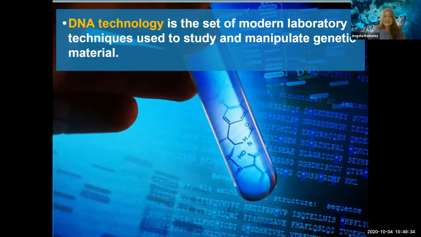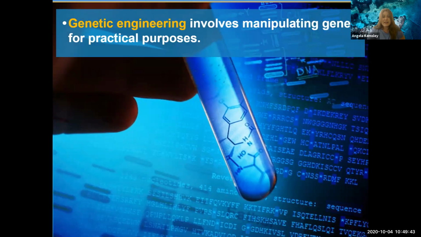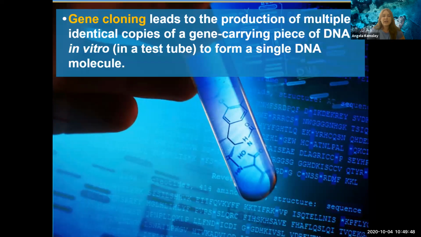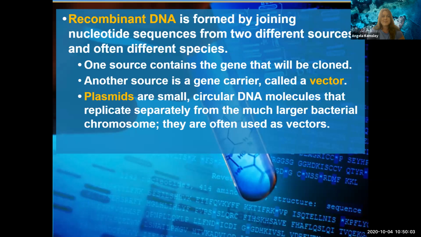DNA technology is the set of modern laboratory techniques used to study and manipulate genetic material. Genetic engineering involves manipulating genes for practical purposes, and gene cloning leads to the production of multiple identical copies of a gene-carrying piece of DNA, what we call in vitro, which means in a test tube, to form a single DNA molecule. So we also have what's called recombinant DNA, and recombinant DNA is formed by joining nucleotide sequences from two different sources and sometimes from different species.